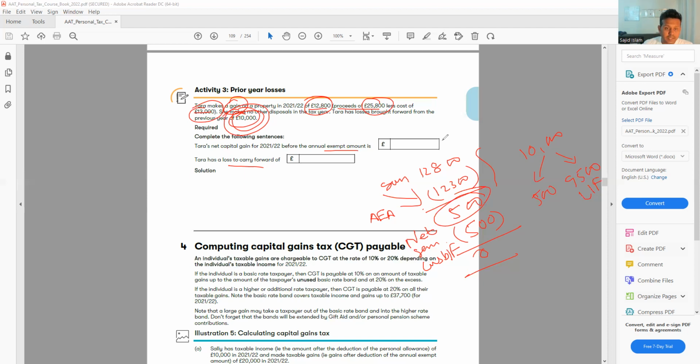So Tara's net capital gain before the annual exemption is 12,800. And the loss to carry forward, 9,500. So this is the loss we have to carry forward for the next period.